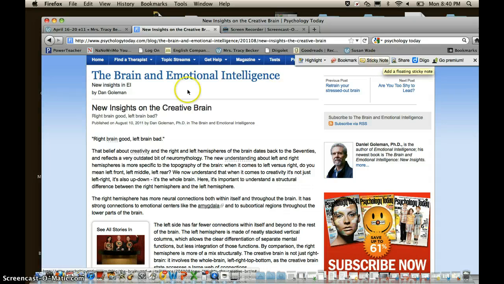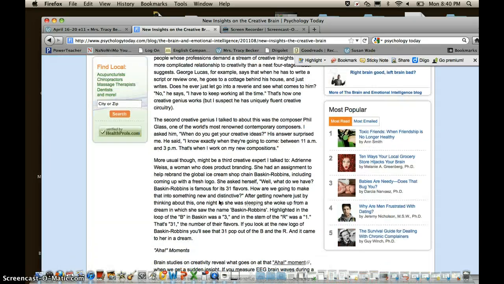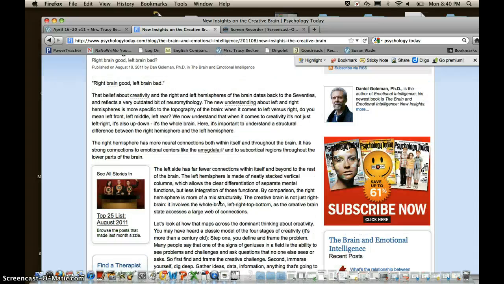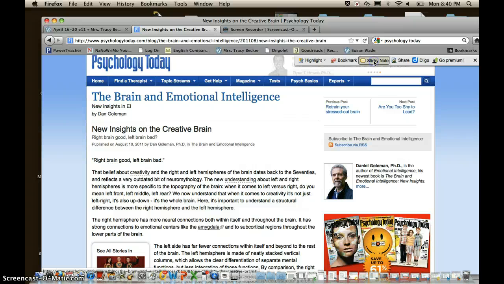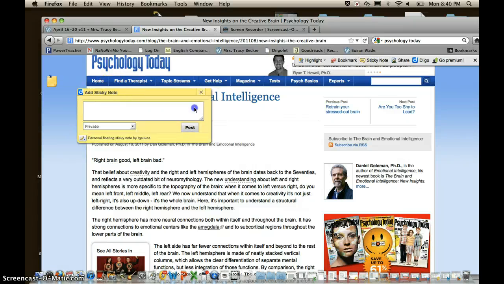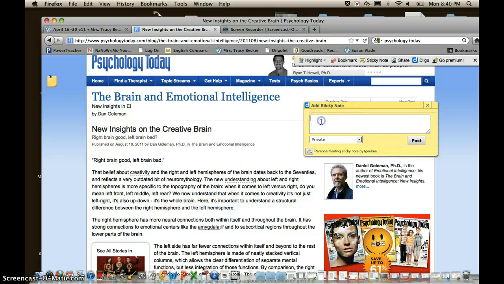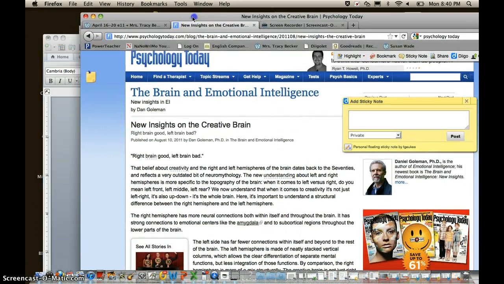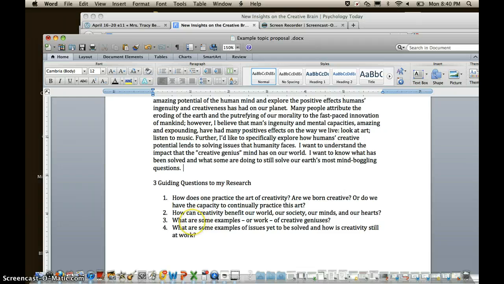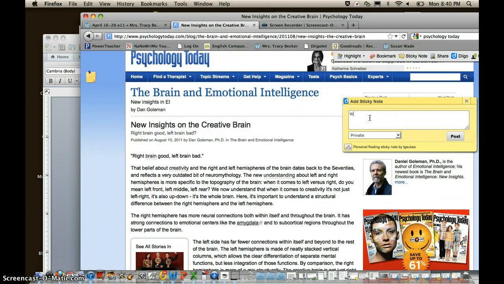Because this is all about creative genius, and I already know that because I actually got that term from this paper, I'm going to pop up a little sticky note here, and I'm going to type a question in here for myself. I'm going to go back to my topic paper and look at that question that I have. How does one practice the art of creativity? I'm going to ask that question to this. Okay, and hopefully I can answer that.